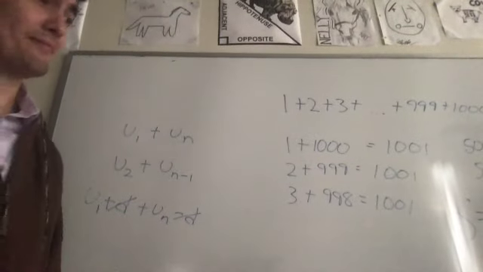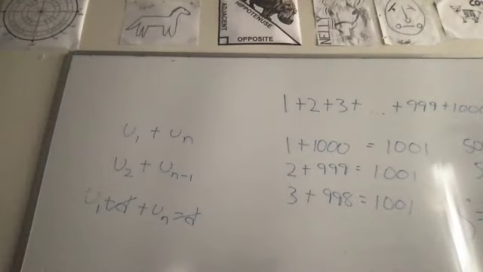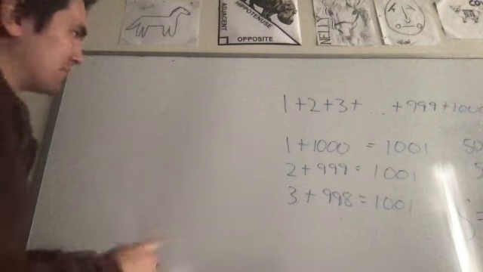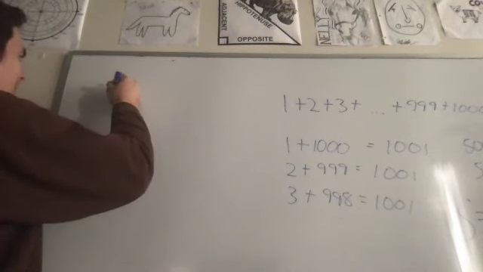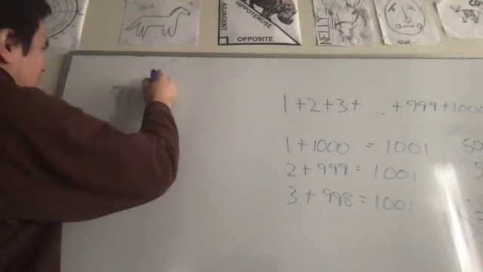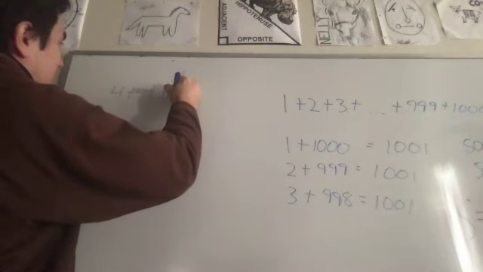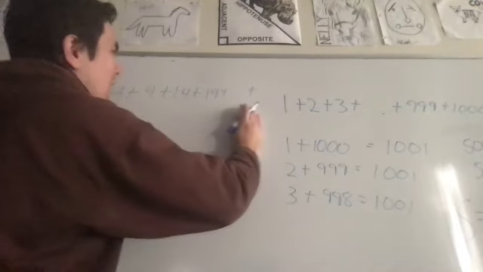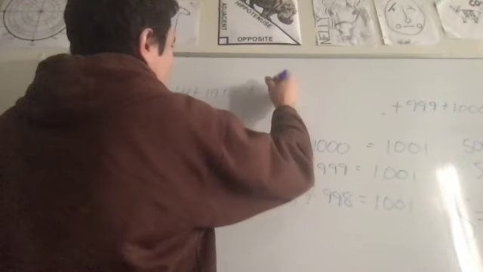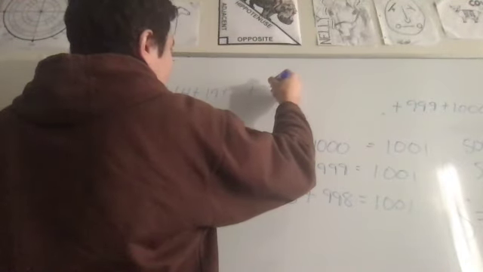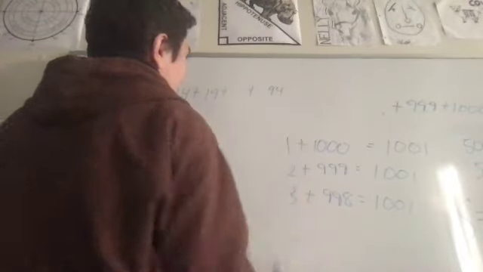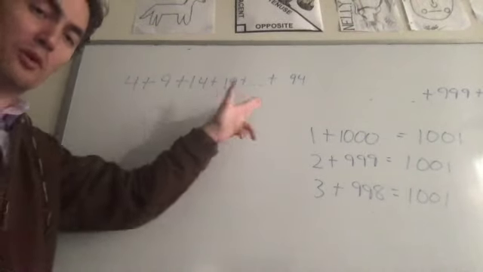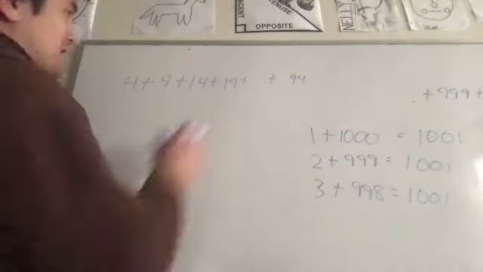Now, let's apply it right now on a basic problem. Let's say I'm going to take this sequence right here. I'll make one up: 4 plus 9 plus 14 plus 19 plus, and we'll go all the way up to, how about 94. So the d here is 5. I keep adding by 5 over and over again. What is the sum?